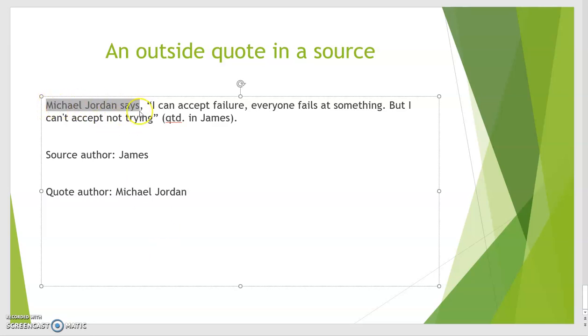So my signal phrase tells me who said the quote. Michael Jordan says, "I can accept failure. Everyone fails at something, but I can't accept not trying." In your parenthetical citation, you're going to give credit to the author of the source where you read the Michael Jordan quote. And the way that you do that is you put QTD, that stands for quoted, in James, and then that tells me that James is the author of the source where you read the quote by Michael Jordan.